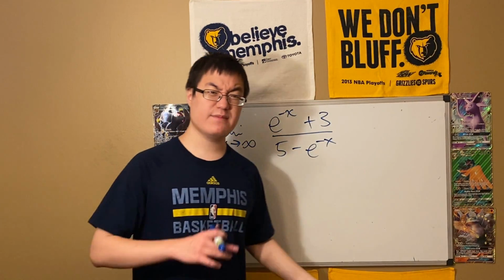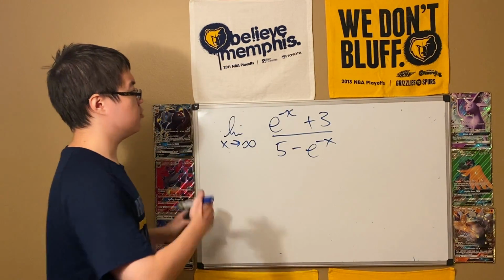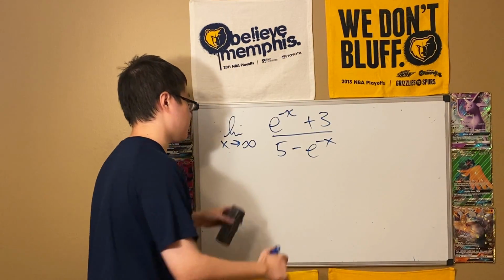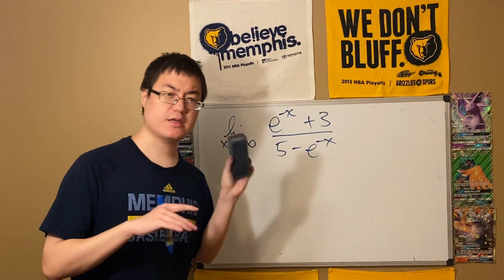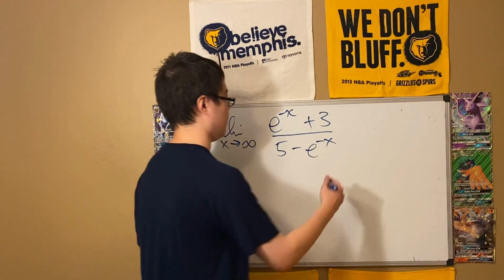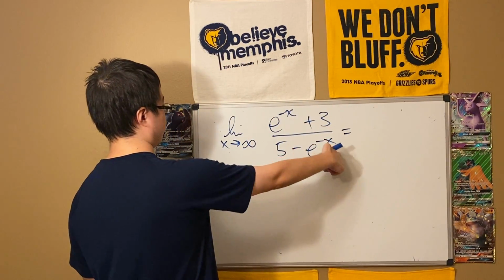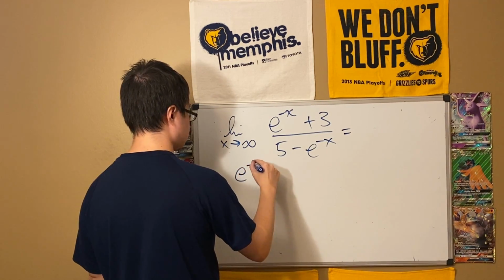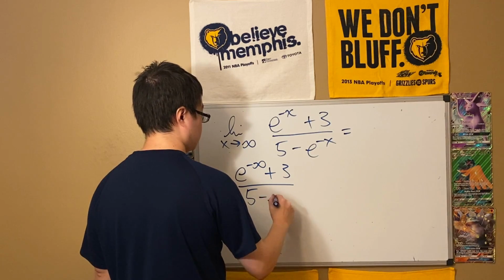Again, I'm not doing any of the things we talked about in the beginning. We're not going to be talking about heaviness, because heaviness only applies to polynomials. We are going to be doing our e's, something to the x and not x to something, a little bit different. So what I like to do is plug in infinity and survey the scene, so to speak. We're going to plug in infinity anytime we have an x. So it's going to be e to the minus infinity plus 3 over 5 minus e to the negative infinity.